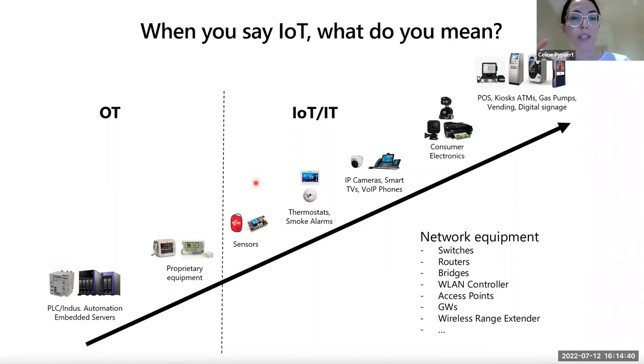IoT is more about the connected sensors and thermostats, smoke alarms, like those sensors in the casino fish tank hack. So IoT can also comprise IoT in the enterprise, so in the office. Think about, is there a smart TV in the lunchroom? Are there IP cameras, et cetera? And then all the way to the edge as well, so ATMs, gas pumps, point of sale systems.